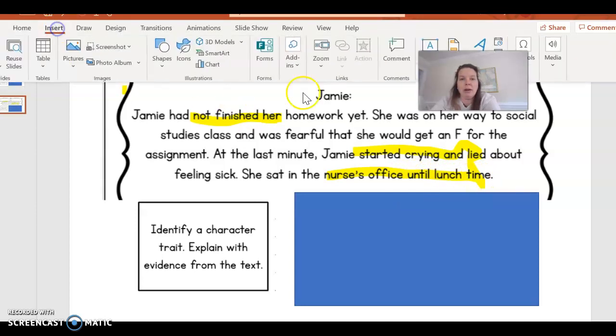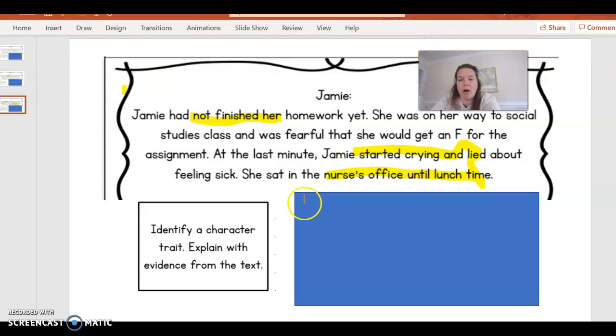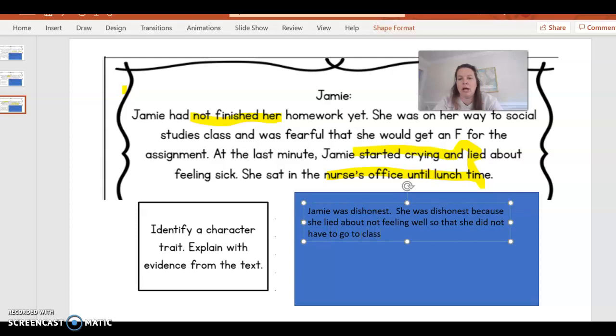So my character trait that I'm going to pick for her, and we might all pick different ones, I'm going to simply say that Jamie was dishonest. And then I'm going to explain that. She was dishonest because she lied about not feeling well, so that she did not have to go to class.